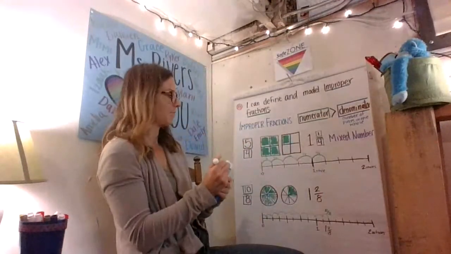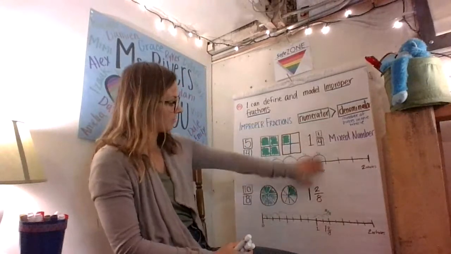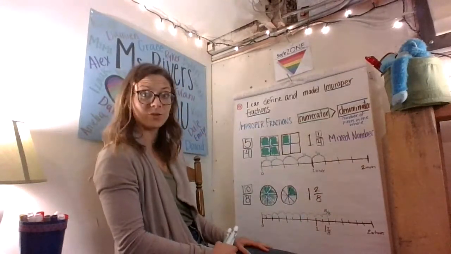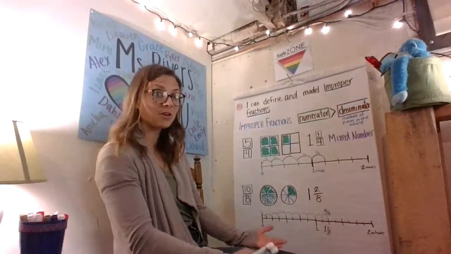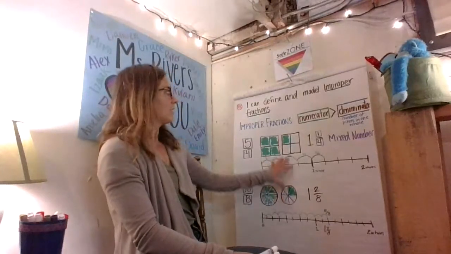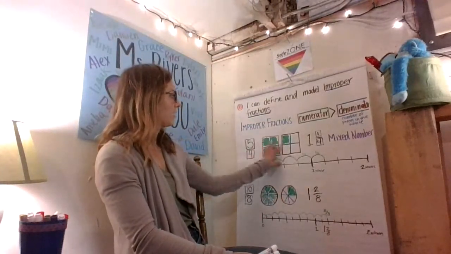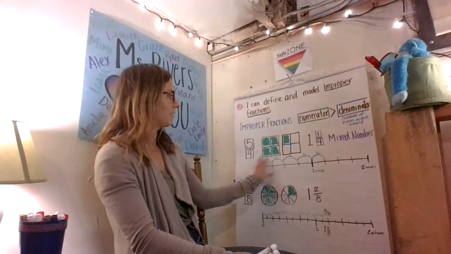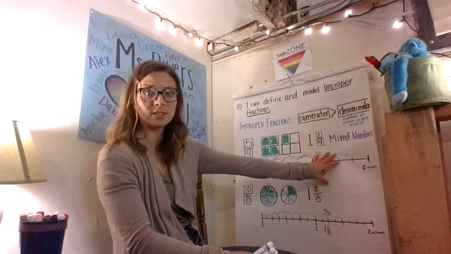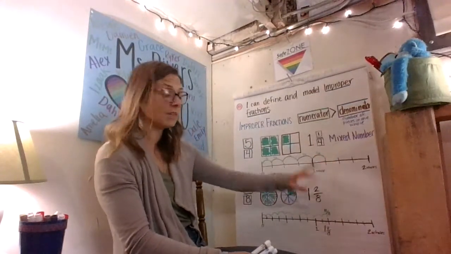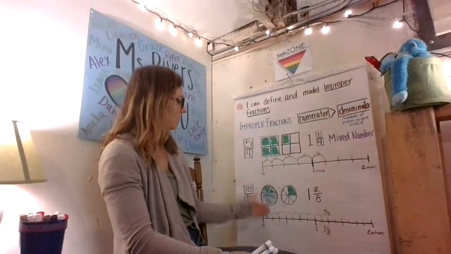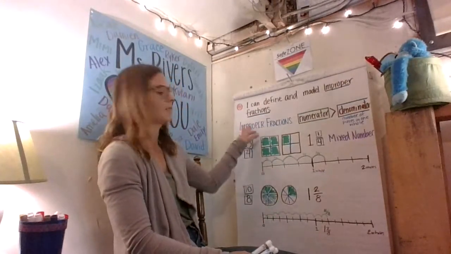Now, if I look at both of these, I've actually created equivalent fractions. So today we're practicing just modeling our improper fractions and writing them both as improper fractions and mixed numbers. And as we go on, we'll practice making equivalent fractions even if they are improper fractions.